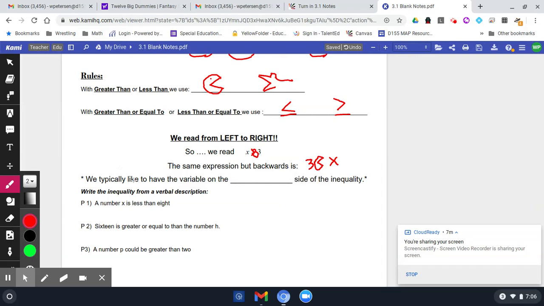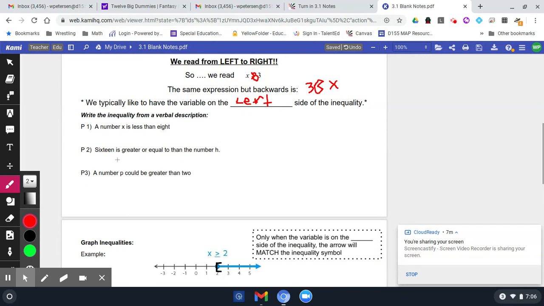We typically like to have the variable on the left side, though. It makes graphing a lot easier when we start graphing. So whenever you're writing your own statements, always get in the habit of putting x first. If we look down here, we want a number x is less than 8. So we have our number x. We don't know what x is, and we want that to be less than 8, because 8 is going to be the larger number.